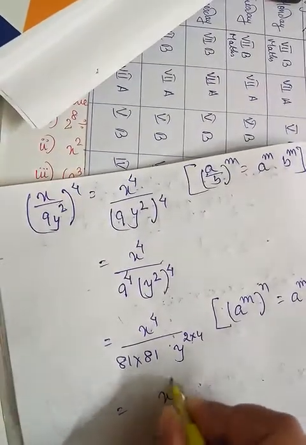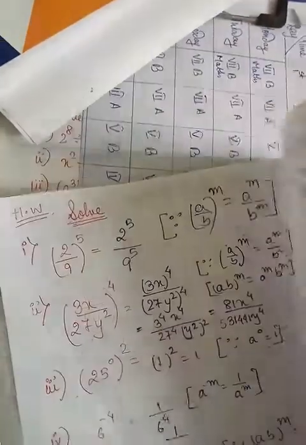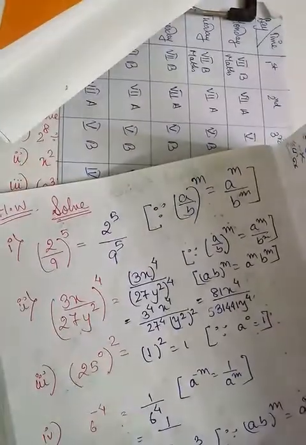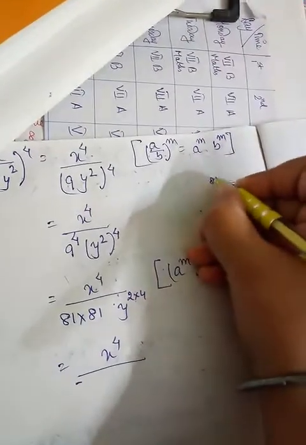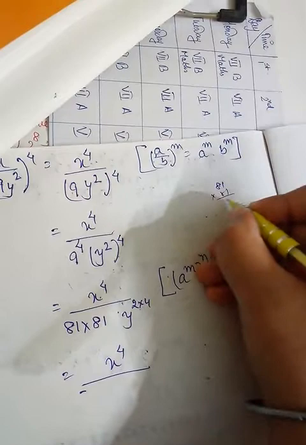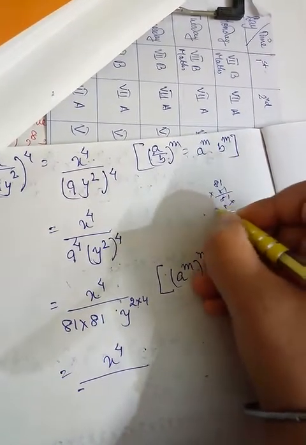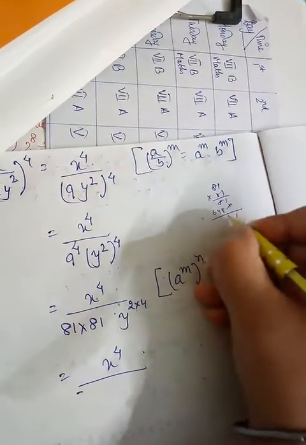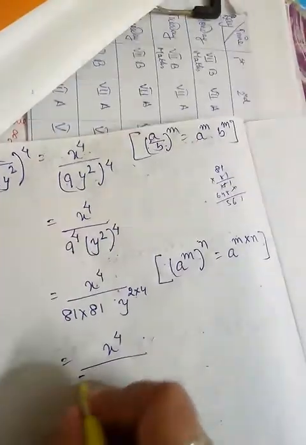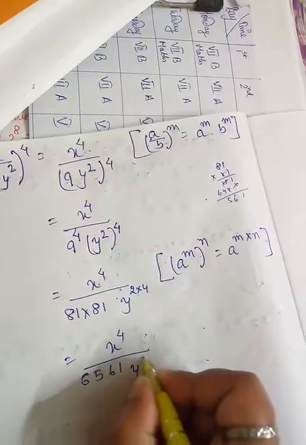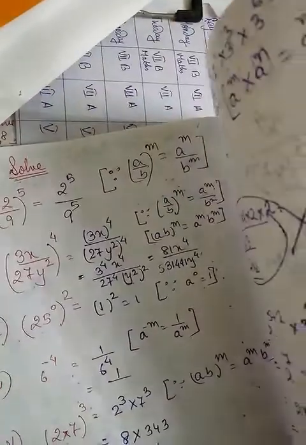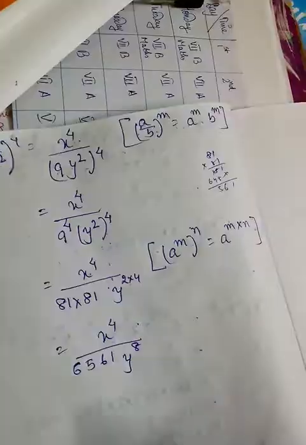So, you will write x raised to the power 4 by 81 into 81, which is 6561, y raised to the power 8. So, this is your answer. Clear, children?